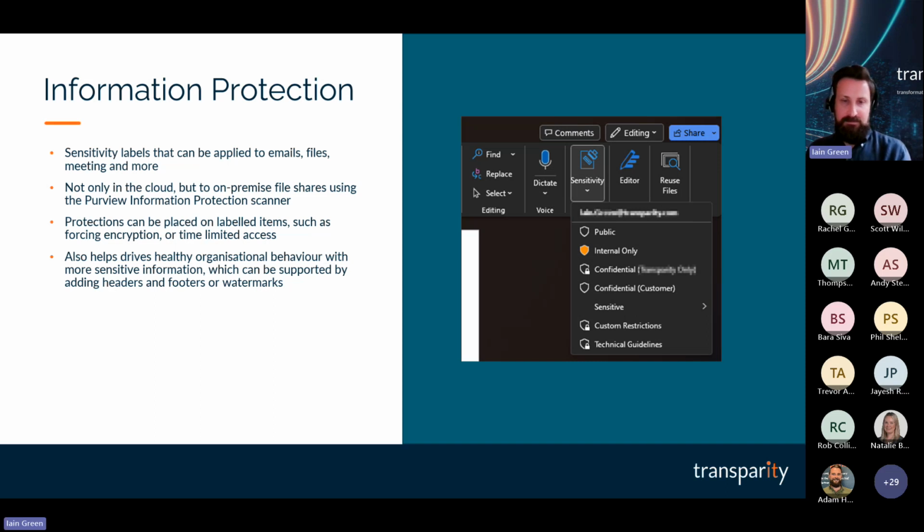And the last thing I always like to add on information protection is that not only do these labels provide a technical benefit, but it helps drive really good end user behavior, and you can increase the visibility of that by adding things like headers, footers, or even watermarks. So on your most sensitive data, you can have that visual indication when someone's working with the file, so they can treat it with the care that they need to.